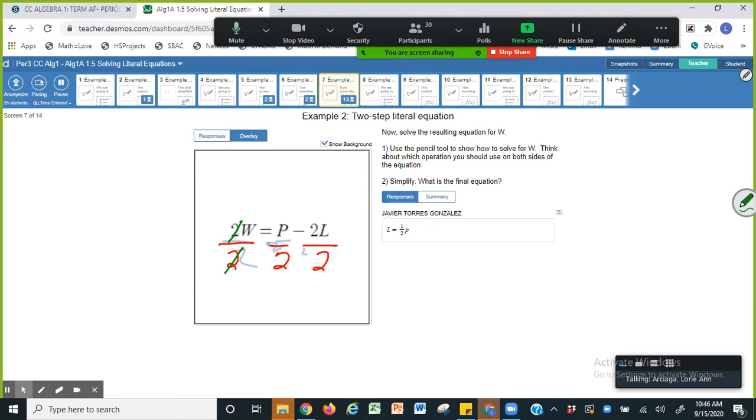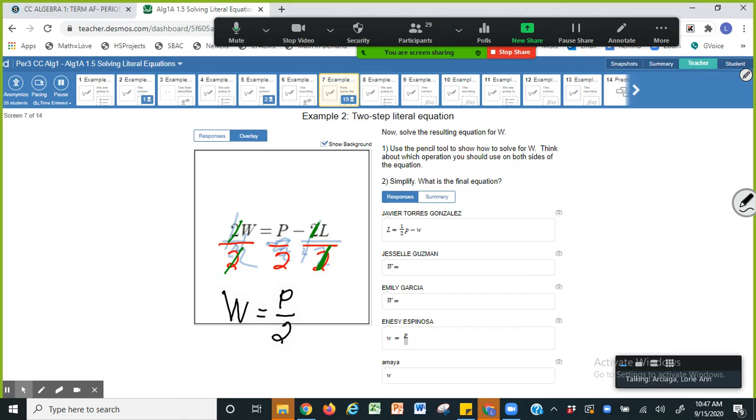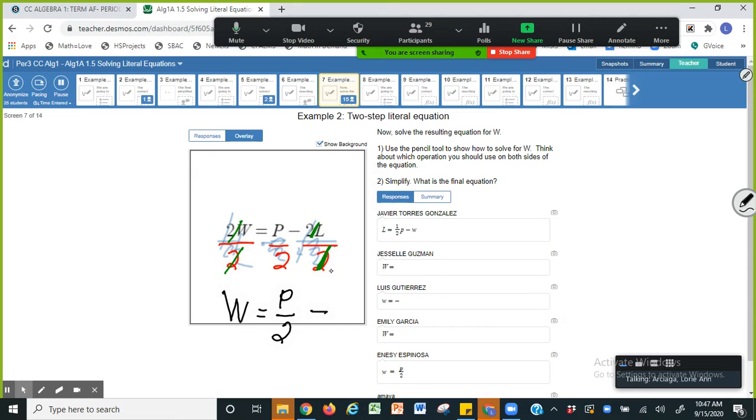Okay, so now what's going to happen? You cancel these. Now, there's no 2 over here, so the fraction will stay under the P. And then 2 divided by 2 can also be canceled. So what will be our equation? W, you bring that down, equals... I like how Javier wrote 1/2 P. You can also write P over 2 or 1/2 P. They mean the same thing. And then minus this one. The 2's canceled, so now you have an L left. There you go.